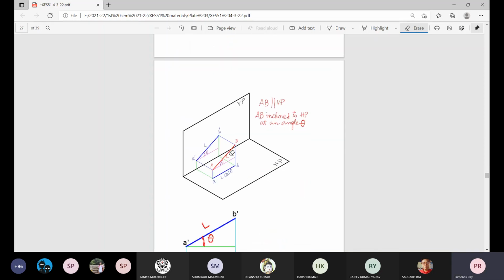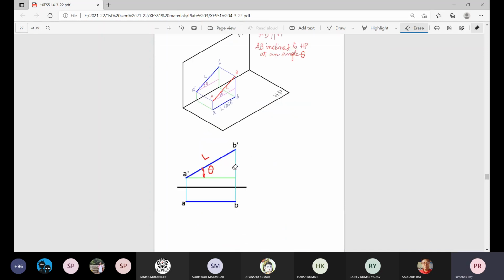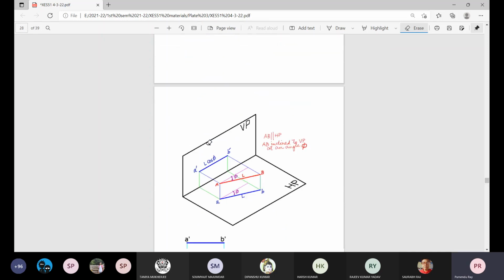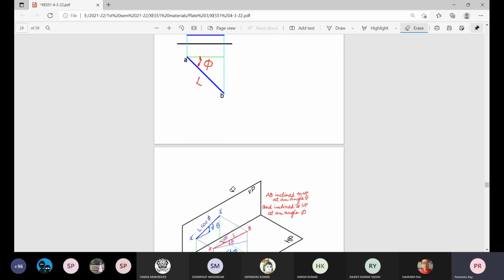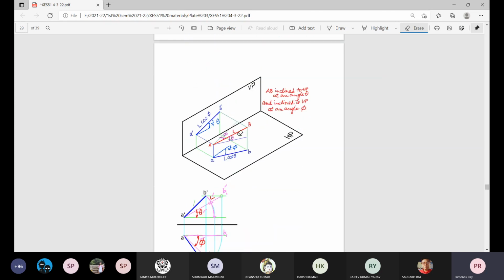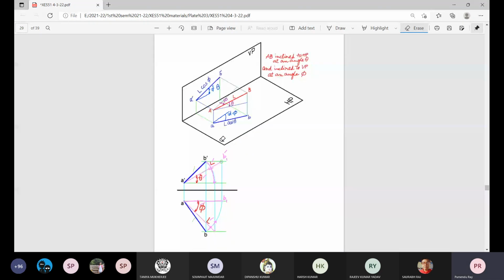This one is parallel to VP and inclined to HP at an angle theta. This is the corresponding plan and elevation. Here the line is inclined to VP only, but parallel to HP. So the plan is inclined at the true angle phi, which the line makes with the vertical plane. Here is the general configuration: a line of length L making true angle theta with HP and true angle phi with VP.